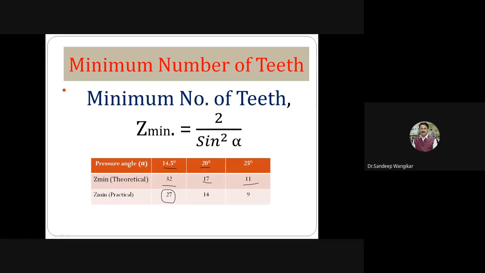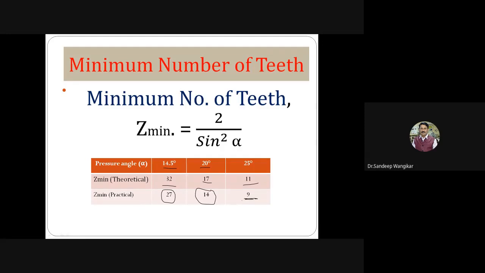we have discussed the advantages of this system also. This system is widely preferred over the 14.5 full depth involute system. The teeth are stronger, the tooth is broader at the base, therefore high load carrying capacity and high load transmission. These are the advantages we have discussed for 20 degree. So it is the most widely used system, the 20 degree full depth involute system. And if some slight modifications are made in the tooth profile, then the teeth can be reduced up to 14. And for 25 degree, where 11 teeth are required, it can be reduced up to 9.